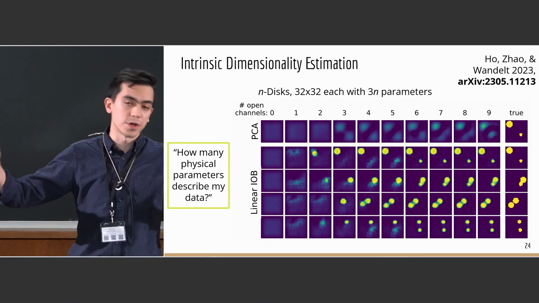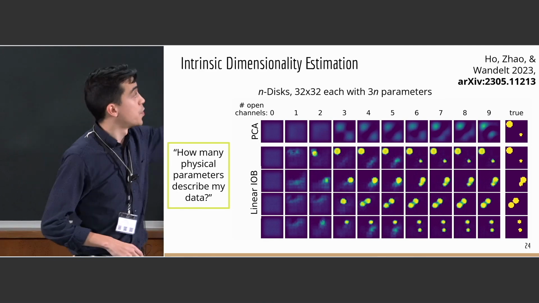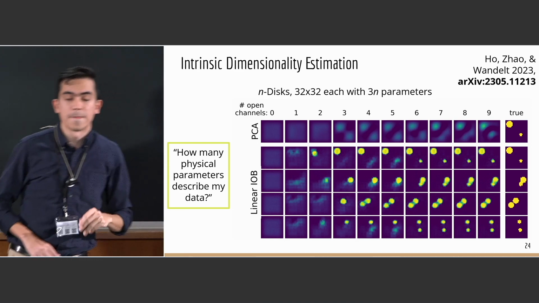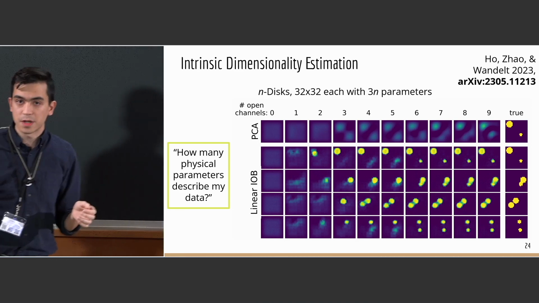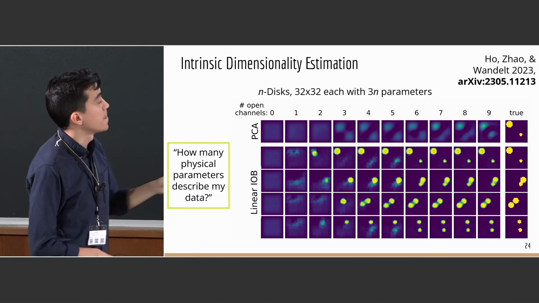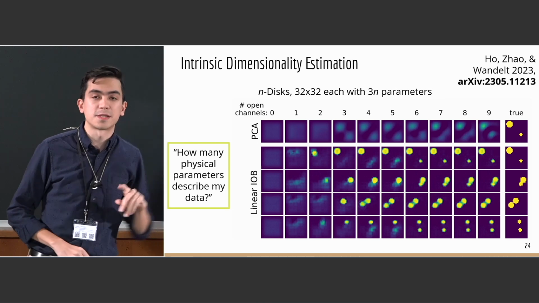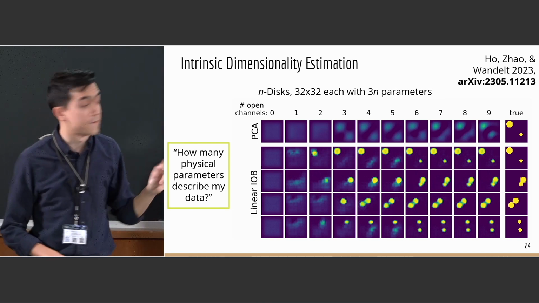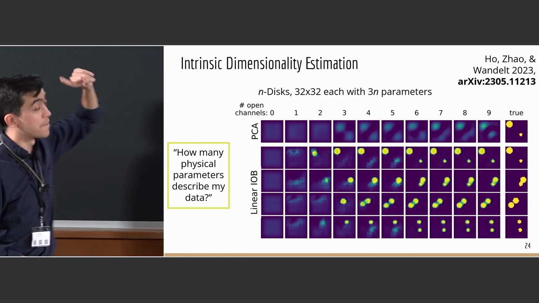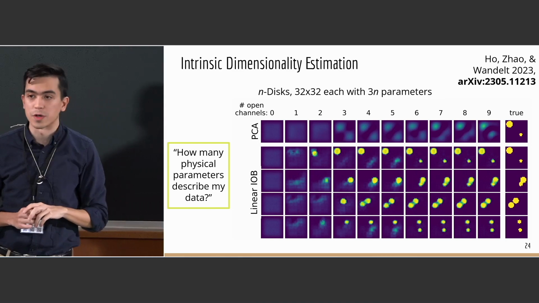I've taken a bunch of 32 by 32 images and put little yellow circles in them. They're all shown on the right. The yellow circles can change their position and their size, so three parameters: x, y, and radius. And I've compressed this data set using a convolutional autoencoder, and I've slapped my IOB autoencoder into the middle.